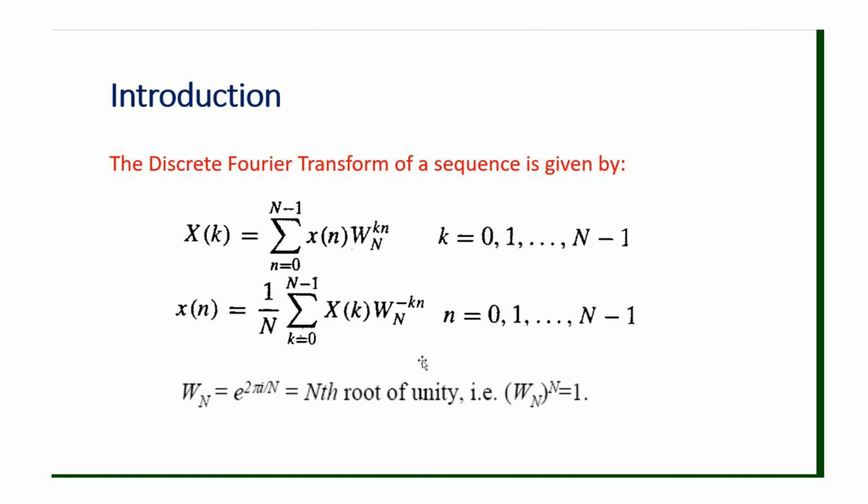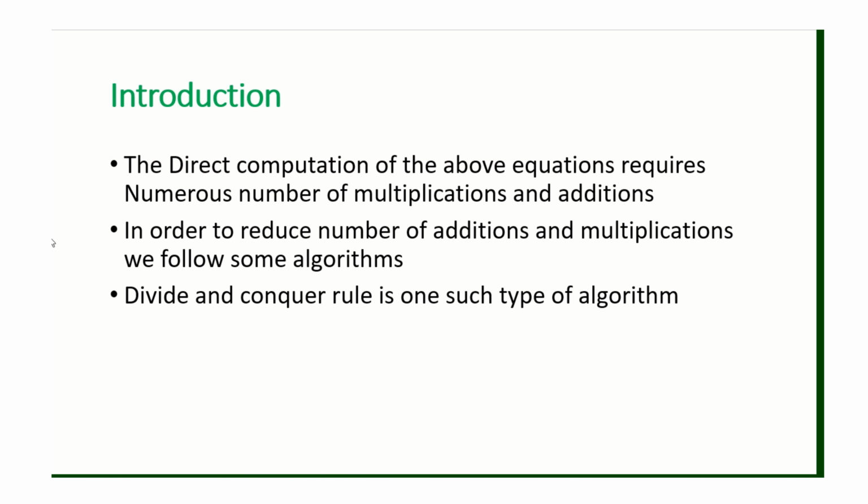Now let us ask ourselves why we are going for the FFT algorithm even though we have the matrix method or direct method to solve DFT. The answer is very simple: to reduce the cost. The direct computation of the above equation requires a large number of multiplications and additions. In order to reduce the number of additions and multiplications, we follow some algorithm. Divide and conquer is one such type of algorithm.